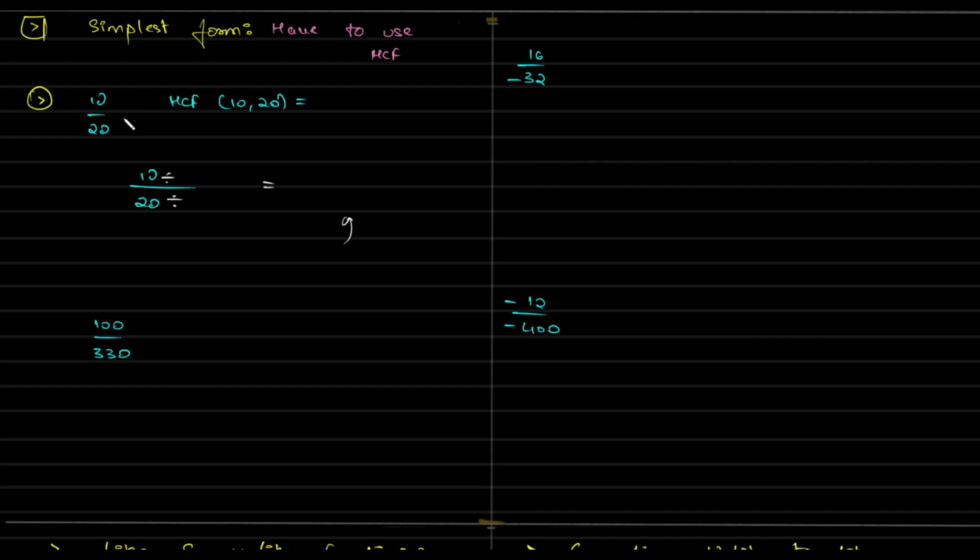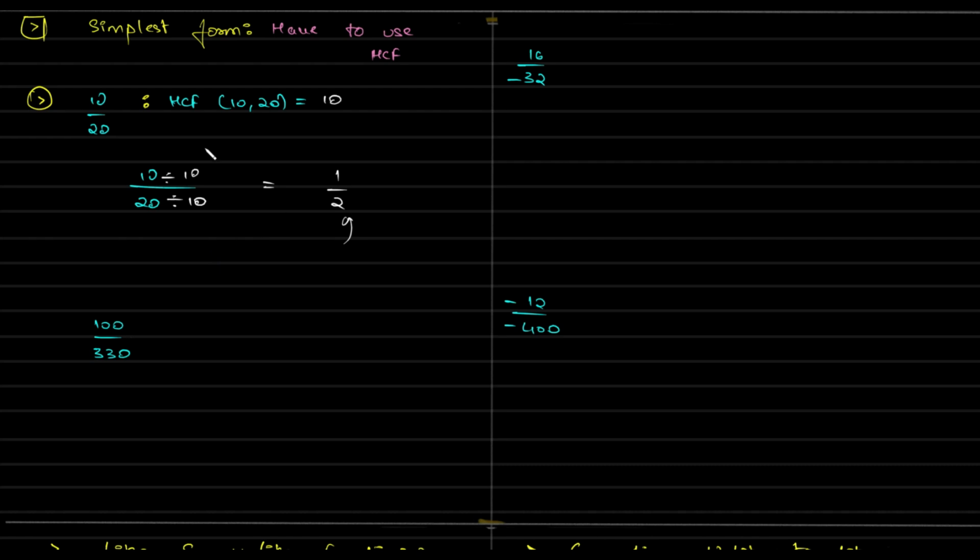So I start off with an example as usual. 10 by 20. The very first step is you need to find the HCF between 10 and 20, and that is 10. So we have numerator and denominator, so I am dividing both by 10 and 10. Okay, so 1 by 2.